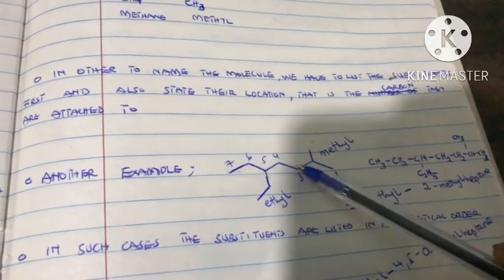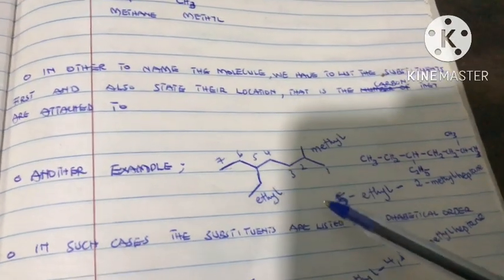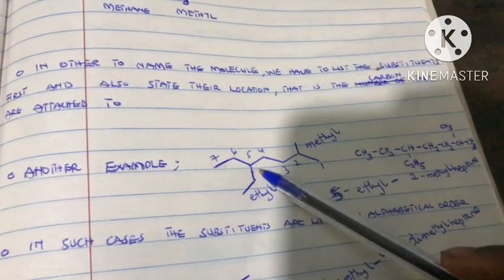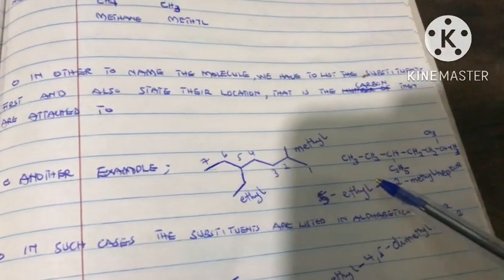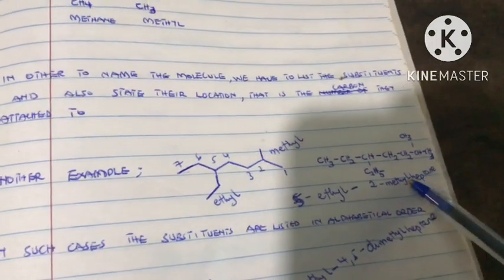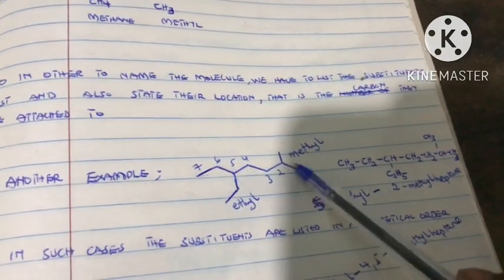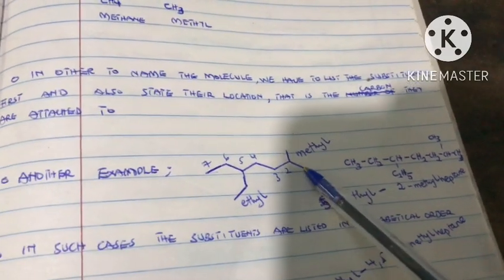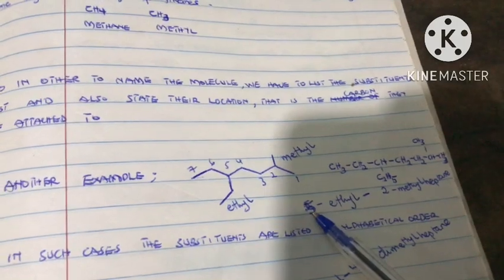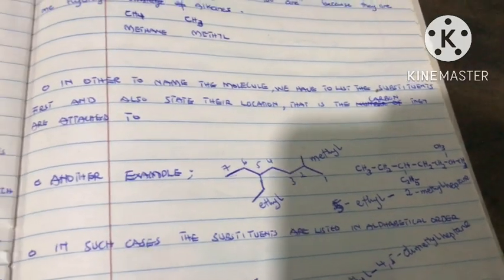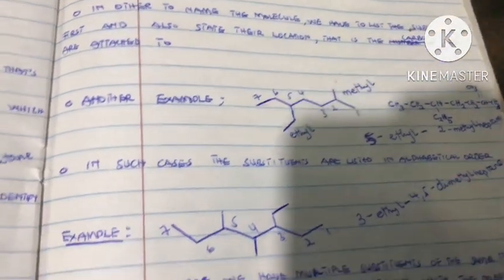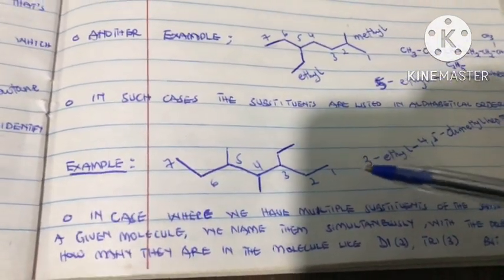So let's try and name this molecule. So this will be 5-ethyl. Ethyl is on carbon number 5, so 5-ethyl, and 2-methyl, because methyl is on carbon number 2, and we have heptane because the main chain is a 7-carbon compound, so heptane. A number and a word is being separated by a hyphen. Later we will look at a number and a number, what we use to separate them. You understand?